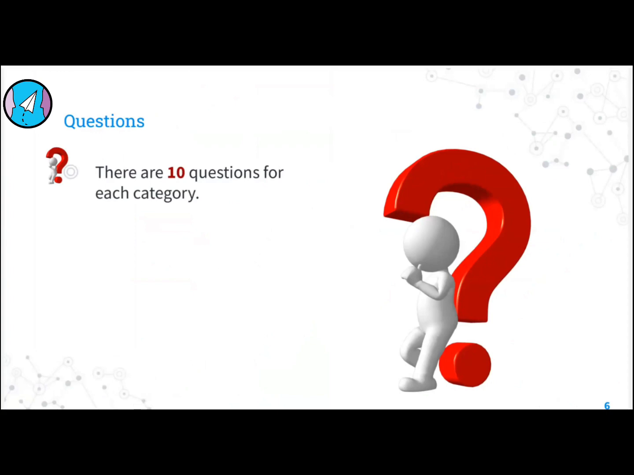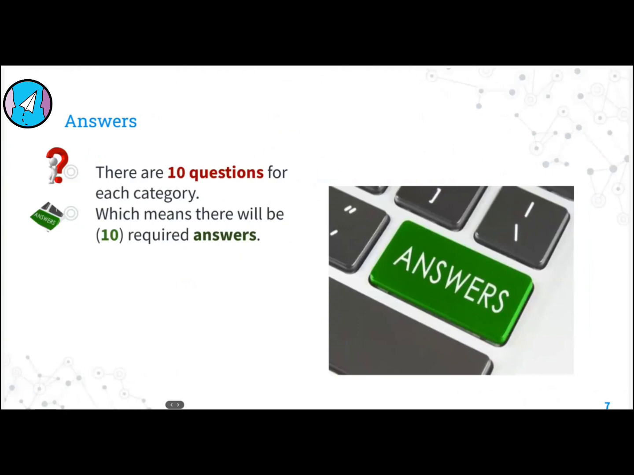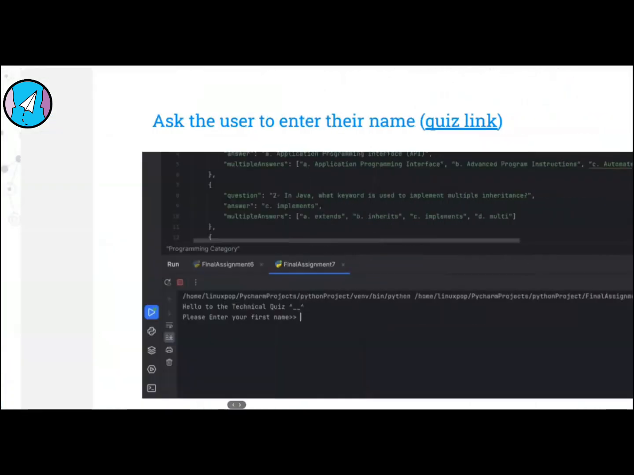It was for technical skills for the students who are enrolled in technological departments. For each question, there will be four choices. So every question should be answered, and for each category, the one who is taking the quiz would get 10 out of 10 if he answers all the questions correctly.